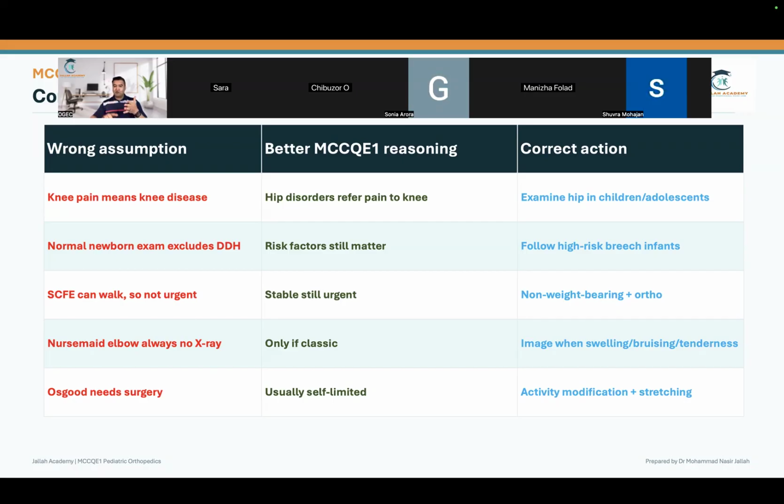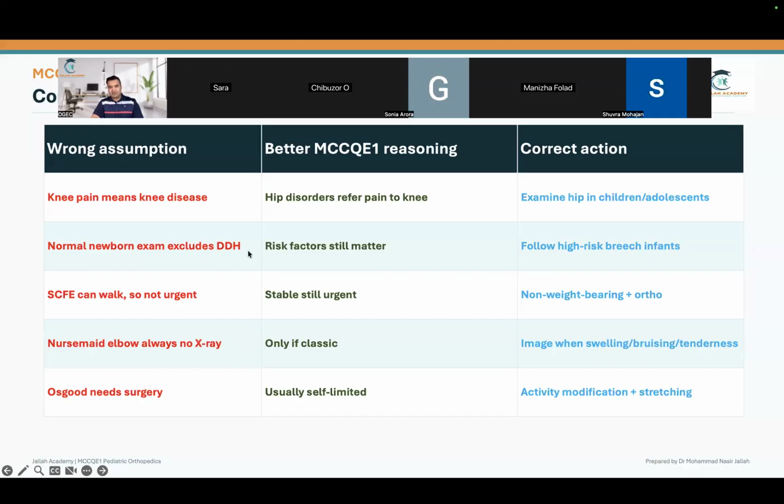So obviously, out of all these options, check the joint above and joint below. Mostly the pain might be a referred pain coming from the hip. So if you check the hip, you might notice that the patient has a slipped capital femoral epiphysis, and once you take care of that, the pain that is referred to the knee will disappear. Examine the hip in children and adolescents. A normal newborn exam excludes DDH.